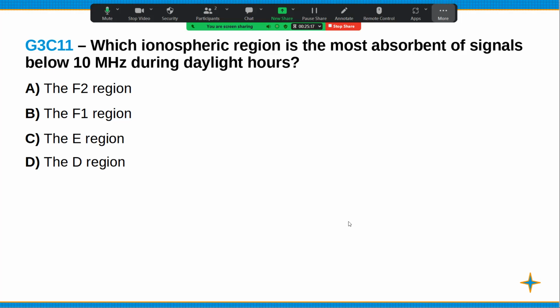Which ionospheric region is the most absorbent of signals below 10 megahertz during daylight hours? The D region.